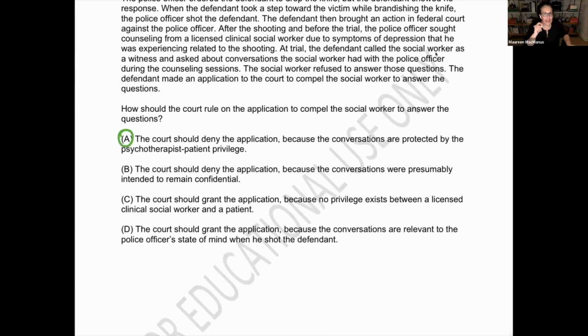B, the court should deny the application because the conversations were presumably intended to remain confidential. That is insufficient. That is insufficient to render it inadmissible.